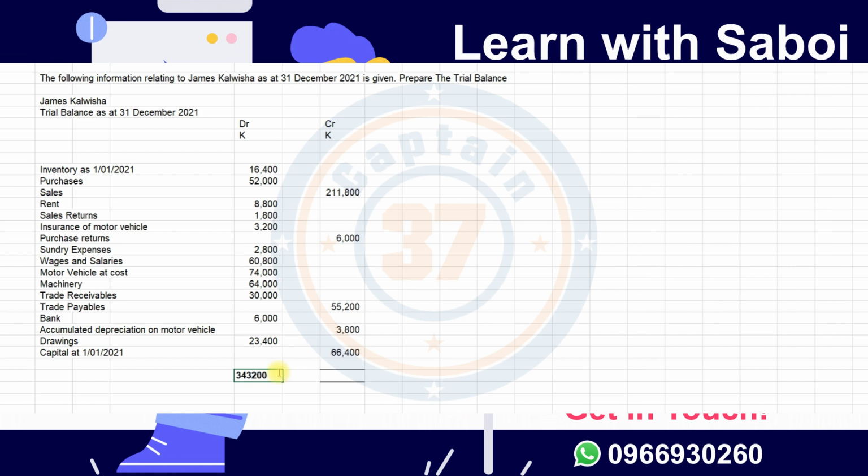343,200. That's what it gives me. Now, since I'm using Excel, I could simply sum this up and just use a formula. But I was deliberately using a calculator because you will be using a calculator in the exam, and so we know that this trial balance is okay because the total of our debits is equal to the total of our credits.